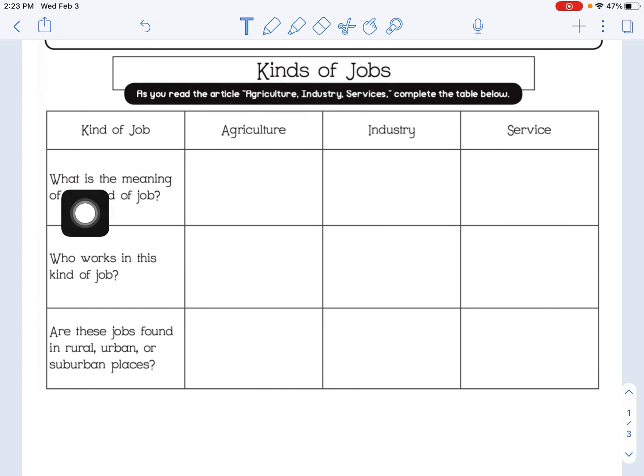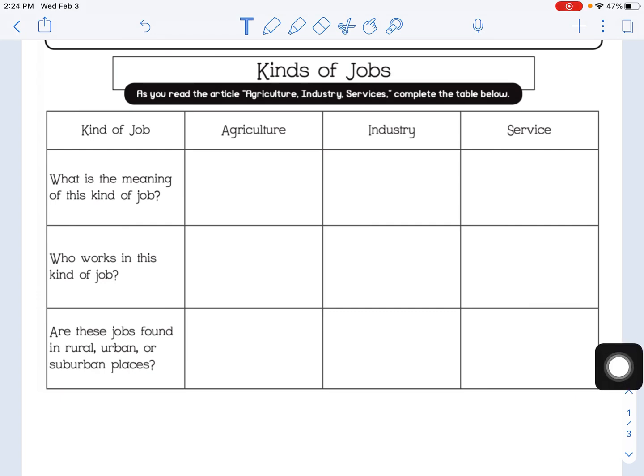Then you're going to jump to industry. What is the meaning of this kind of job? You're going to put it right here. Who works in this job? And then lastly, are these jobs found in rural, urban, or suburban places? When you come to this question here, there could be more than one right answer. So just be thinking of that as you're going through it. Then lastly, your service area. What is the meaning of this kind of job? Who works in this kind of job? And are these jobs found in rural, urban, or suburban places?